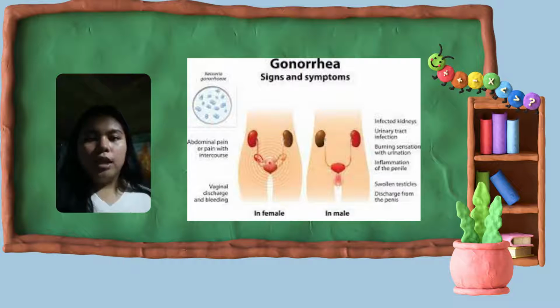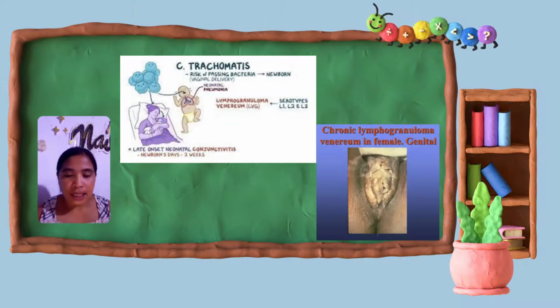Prevention of ophthalmia neonatorum is 1% silver nitrate or 0.5% erythromycin or tetracycline eye ointment. Also, education of the public and screening of sex workers are effective control measures for all sexually transmitted diseases.